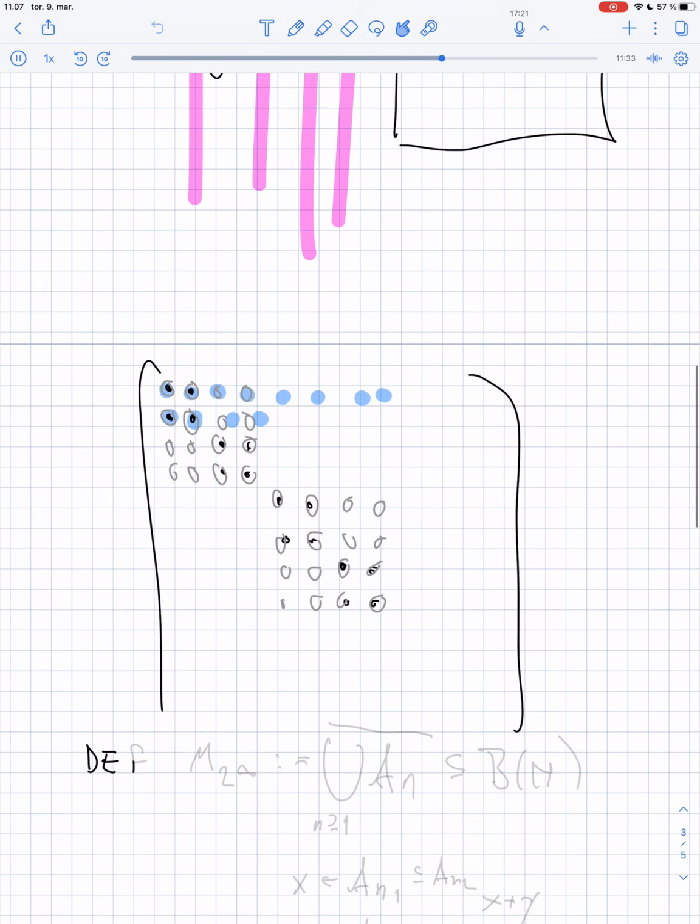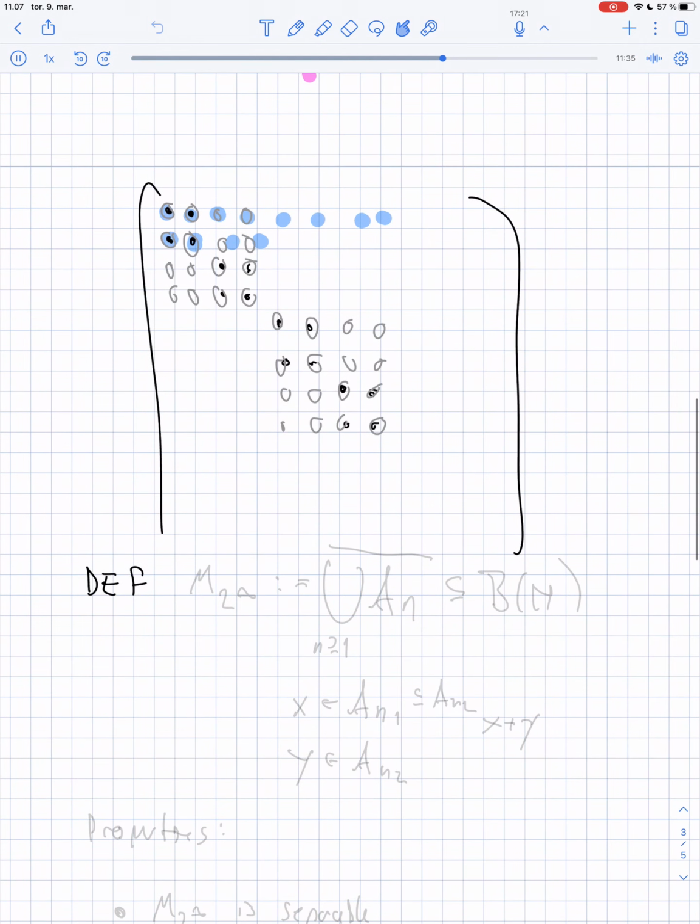So the definition of the UHF algebra, usually called M to infinity, is just that I will take the union of all these A_n and then take the closure inside B of H. Right, so my A1, A2, and A3 and so on are nested. So when I take the union of them, I will get something which has all the operations well defined.